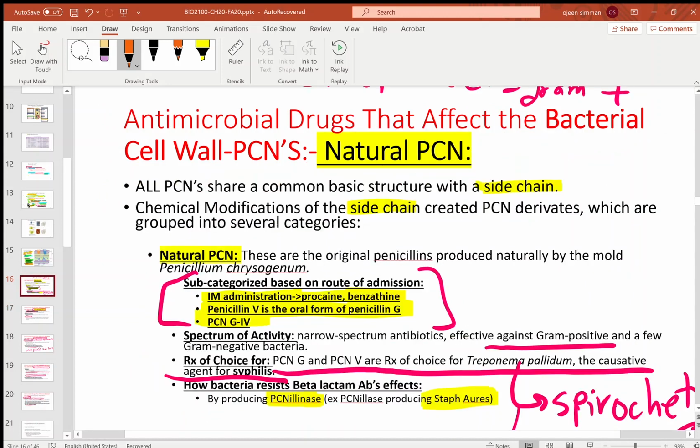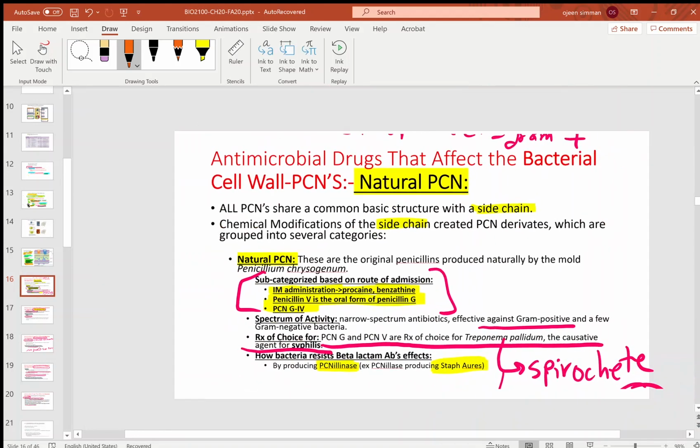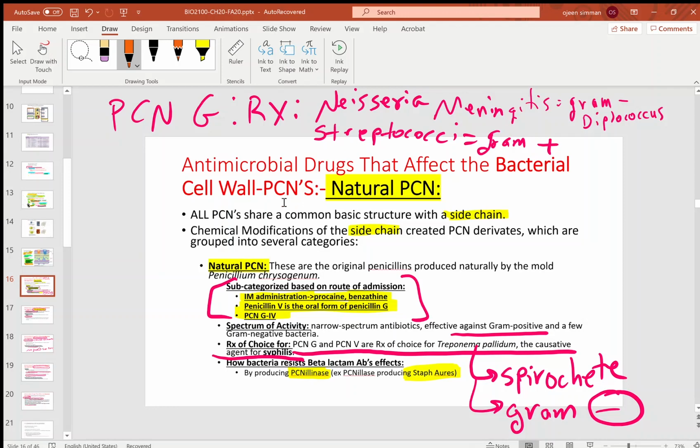Okay, so let's talk about these now. Antibiotic drugs that target bacterial cell wall. So these are the penicillins. All penicillins share a basic common structure that has a side chain next to it. And then chemical modification of that side chain creates penicillin derivatives, which are then grouped into several categories.